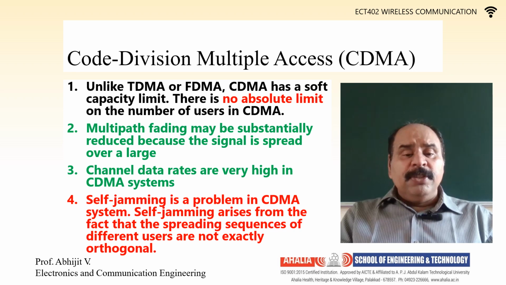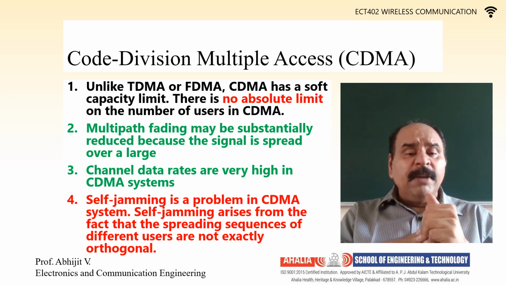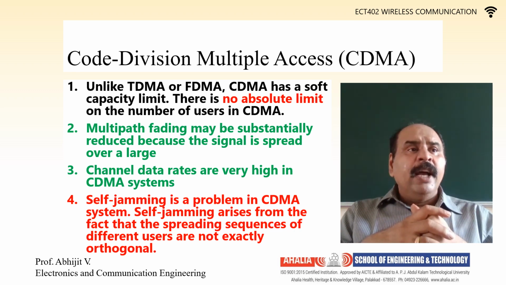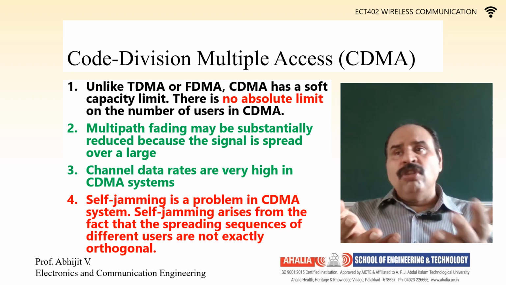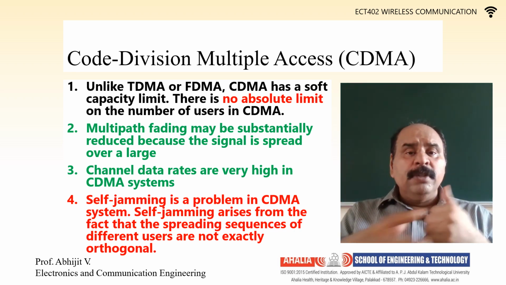Another problem is self-jamming. What is self-jamming? Spreading sequences of different users are not exactly orthogonal. As it is already mentioned that we have a large spread and so it is not uniform. This will cause what is known as self-jamming.